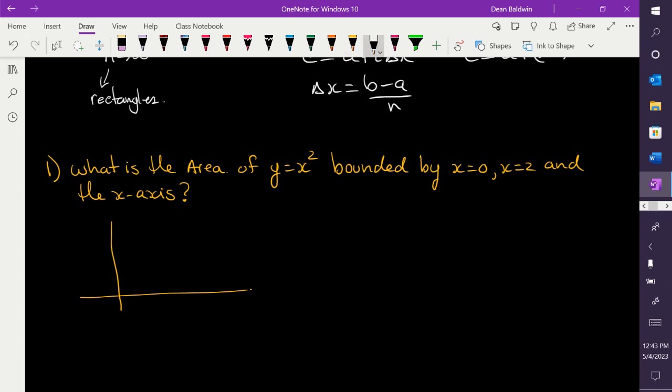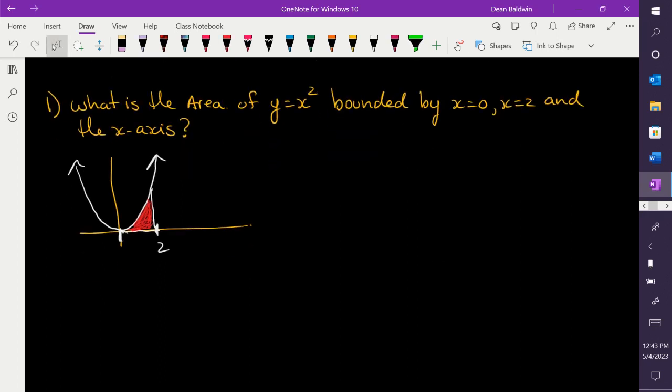All right, y is equal to x squared is a parabola centered at the origin. We're bounded by x equals 0, x equals 2, and the x-axis. So x equals 0 is here, x equals 2 is there, and the x-axis, that's it. So this is the area that we're finding. It is not a triangle because x squared is curved. Looks like a triangle, but it's not a triangle.